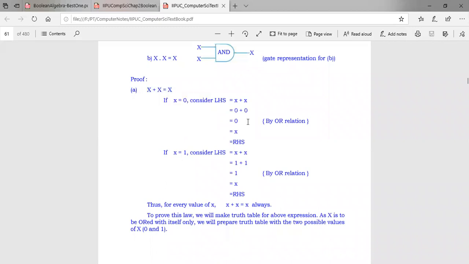Only one variable. Correct? You mute your audio.